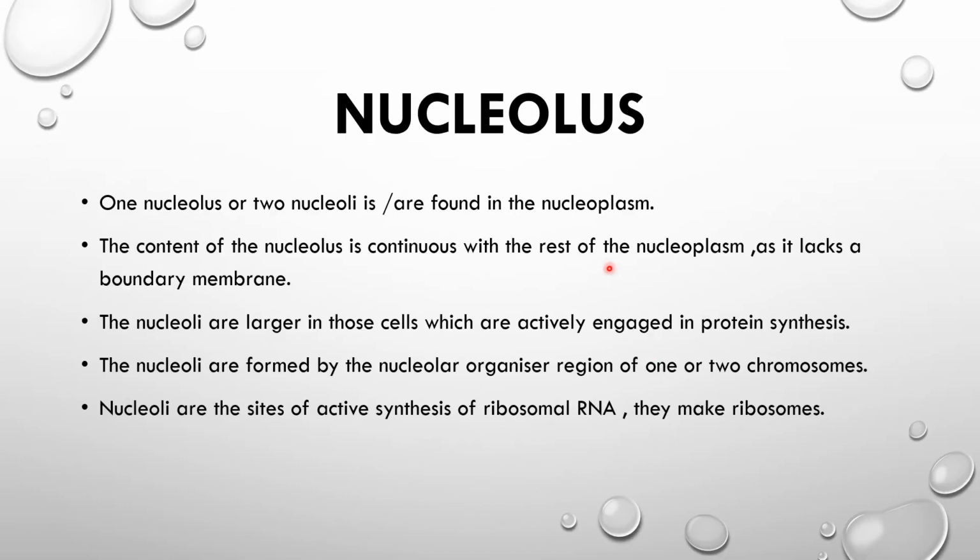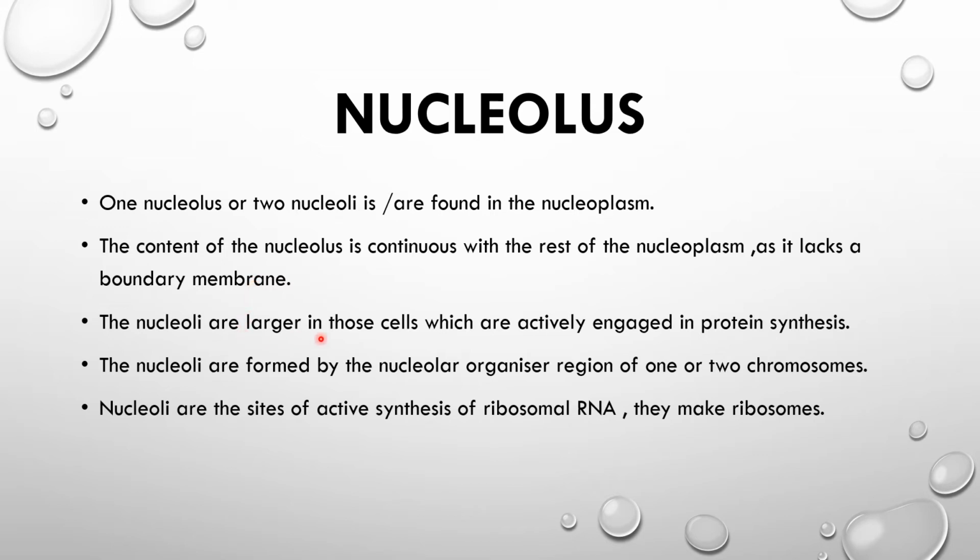Next is nucleolus. One nucleolus and two nucleoli. So nucleolus is in a singular form. If more than one nucleolus is present, then it is known as nucleoli. It is found in the nucleoplasm. The content of the nucleolus is continuous with the rest of the nucleoplasm because they do not have any membrane. So they lack the membrane, and the content is along with the nucleoplasm.